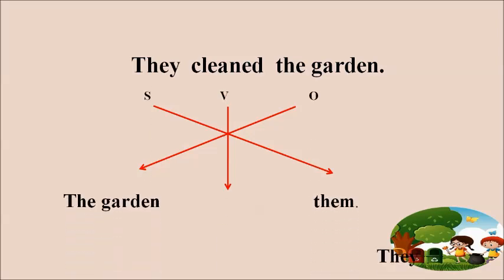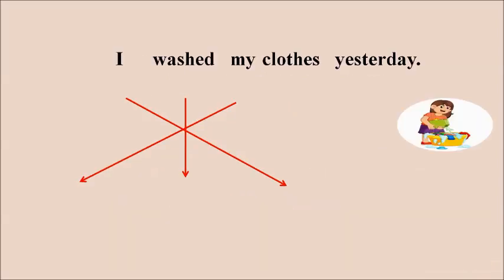The subject pronoun they becomes the object pronoun them. Then add by to the agent as by them. Then change the verb. The past participle of clean is cleaned. The garden is singular, so we add the past singular of be verb, was cleaned. The garden was cleaned by them.